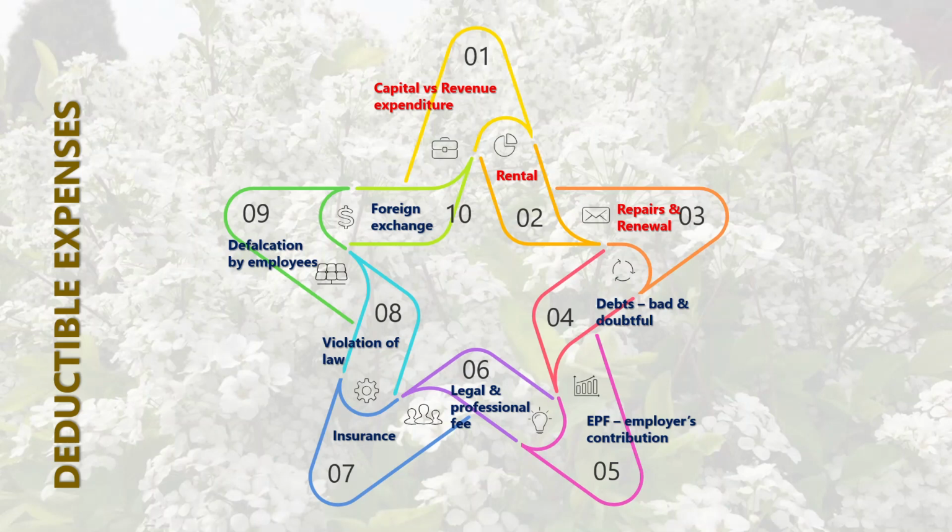Alright, and then the next one is talking about law violation. The Inland Revenue department would identify which expenses can be claimed as deductible or not. So a violation of the law normally will be non-deductible, because you have not complied with the law. Therefore, it is non-deductible, so you have to add back.